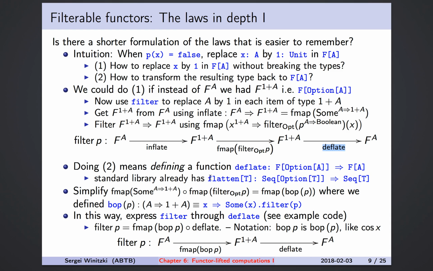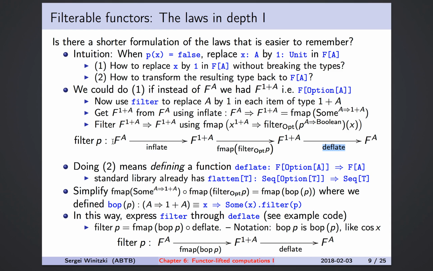And notice that the standard Scala library already has a function called flatten, which works like this, of this type. It takes a sequence of option and returns a sequence. So this is exactly the same type signature as deflate, except for specific functor Seq for the sequence. So sequence is filterable, as we know. So this suggests that actually being able to define deflate is necessary if a functor is filterable.